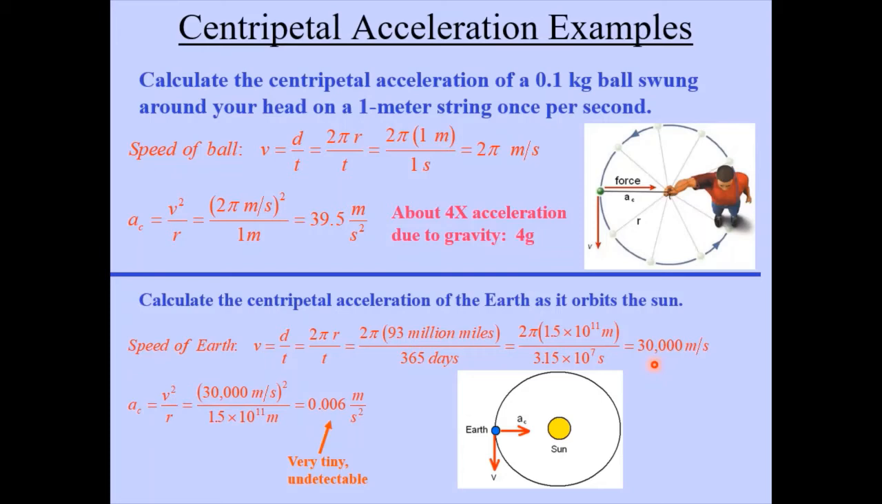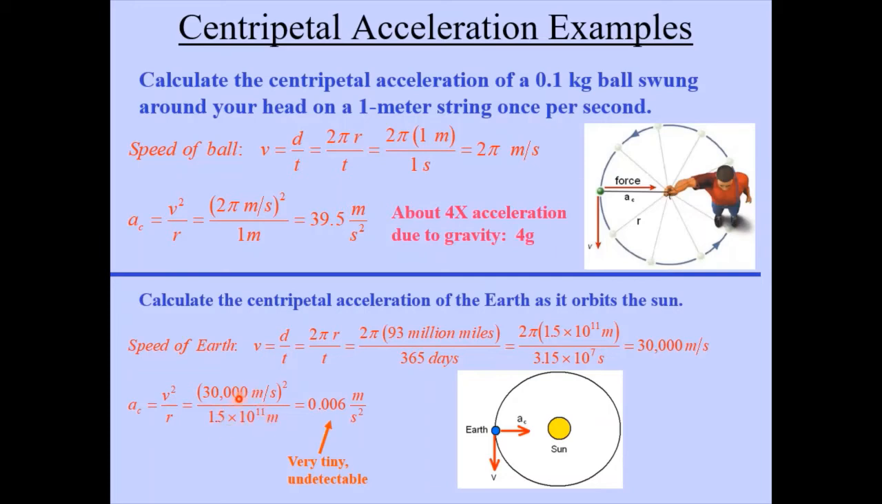So let's now figure out what the acceleration of the Earth is as it goes around the sun. Centripetal acceleration is v squared over r. So here's our v, 30,000. Remember, that has to be squared, right? So this is going to get really big. On the bottom, though, is the radius in meters, which we figured out up here was 1.5 times 10 to the 11th meters. Now, this is a huge number.